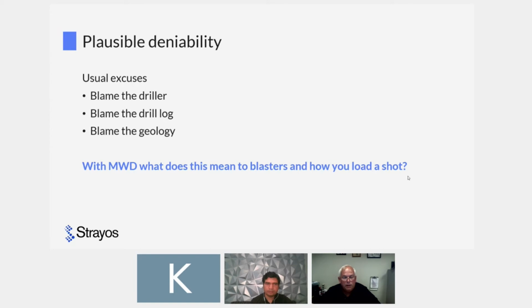And that's one of the things that if the information is presented to a blaster or a quarry superintendent that they have an issue or something that has changed in their shot, do they have to load around it differently? And what is the consequences if they do or don't? Now you have this data. Are you acting upon it? And that makes it a little more difficult.